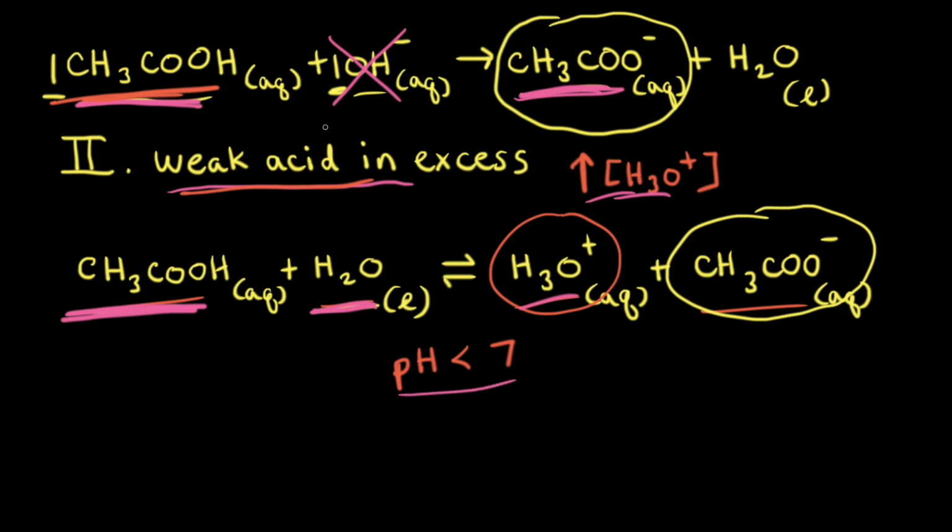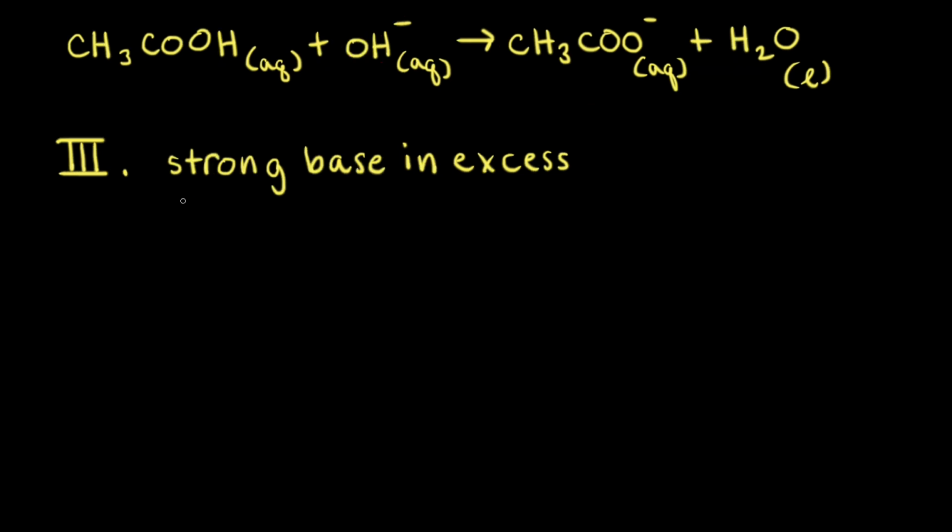Another way to think about this problem is, when we formed the acetate anion from the neutralization reaction, we had some of the weak acid in excess. And when we have a weak acid and its conjugate base present, a buffer solution forms. And so we could also use the Henderson-Hasselbalch equation to calculate the pH of the resulting solution. For the third situation, let's think about the strong base being in excess.